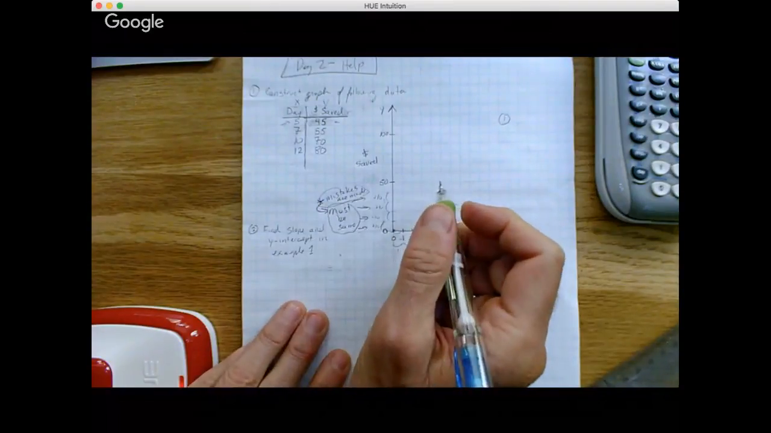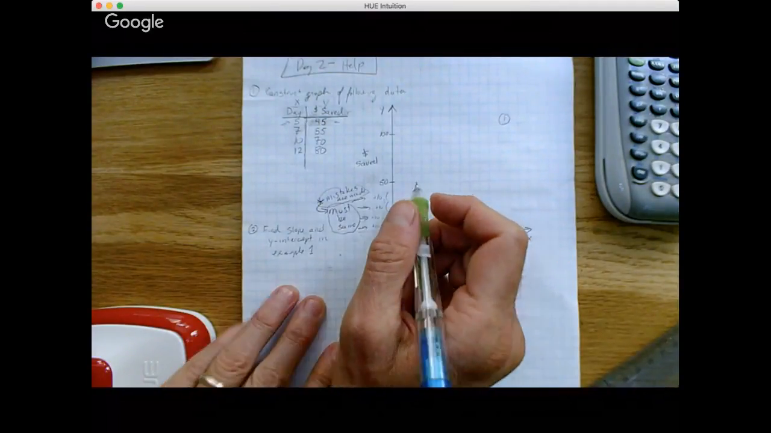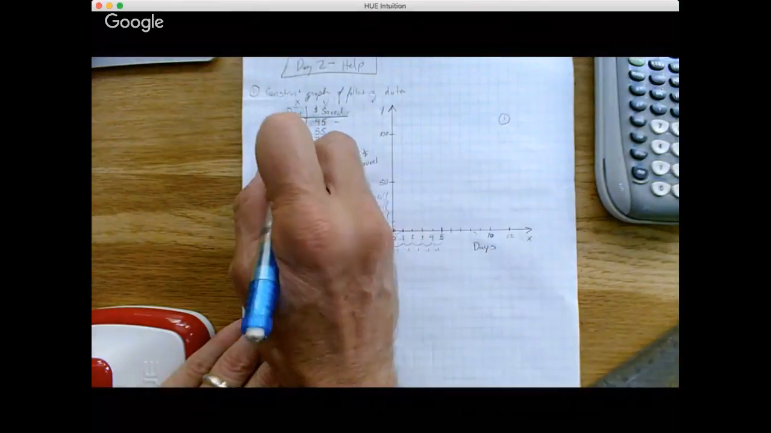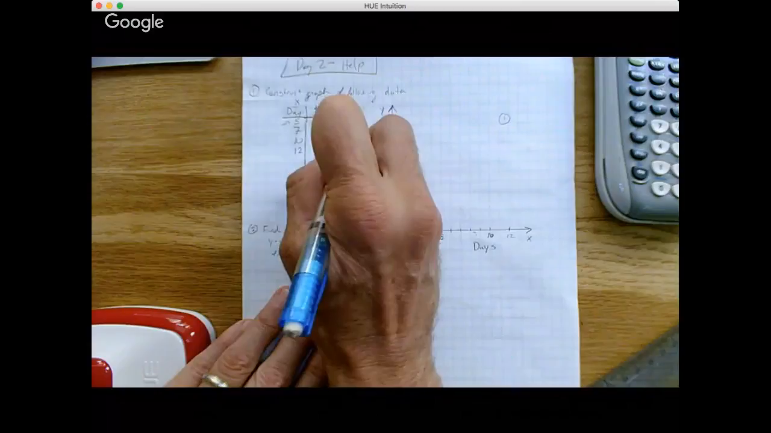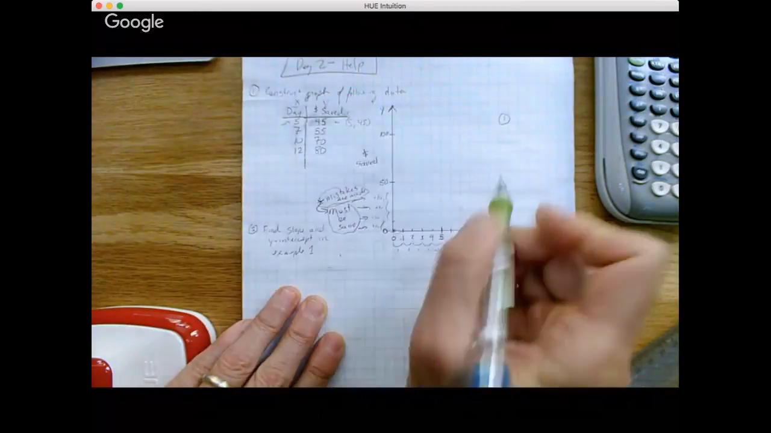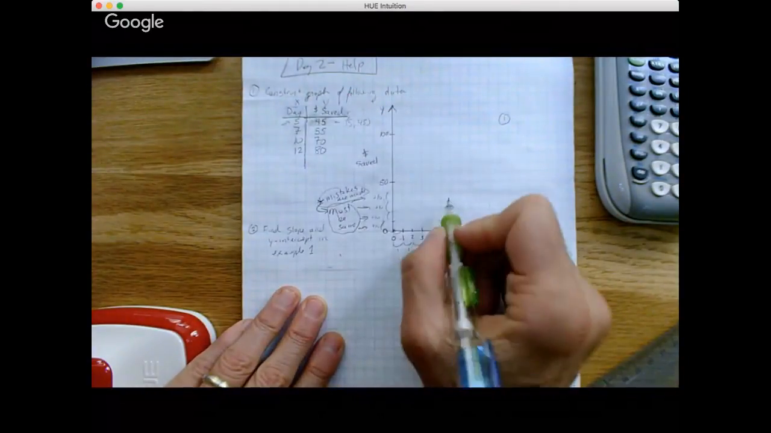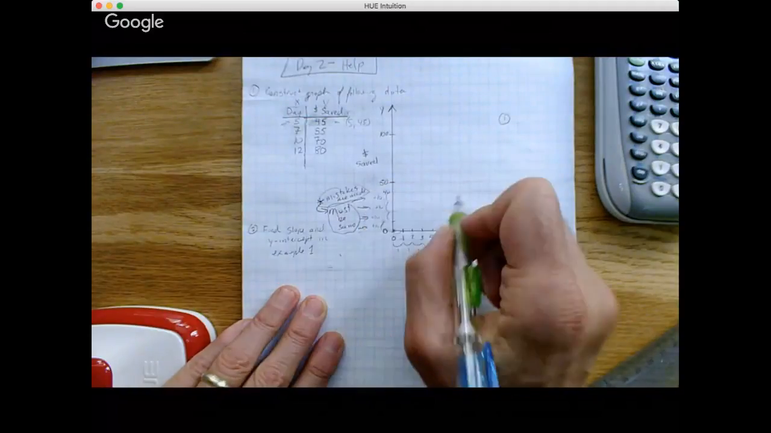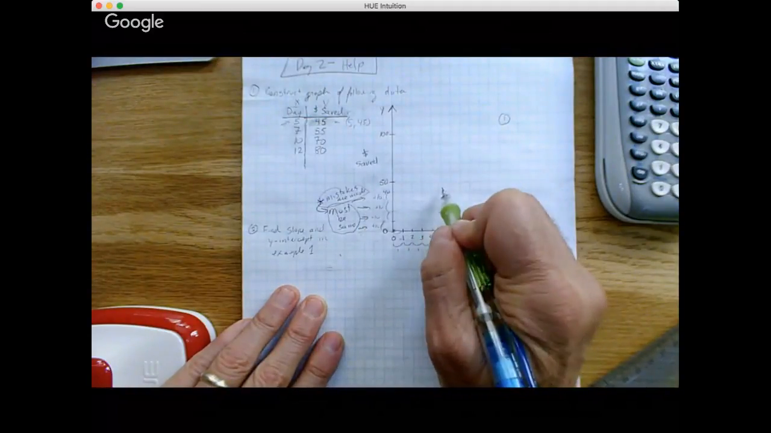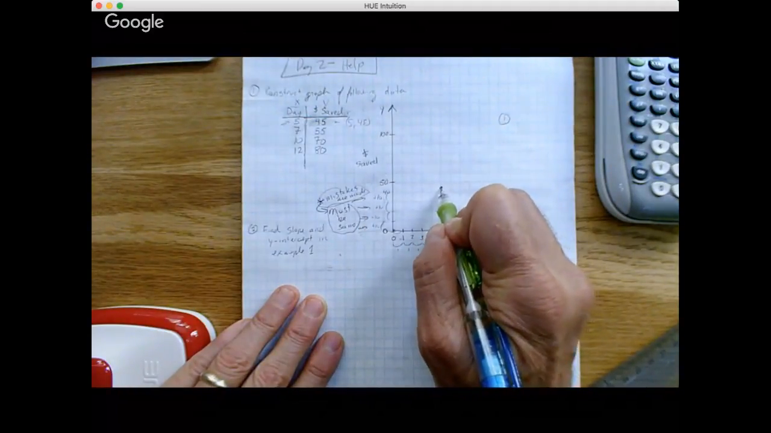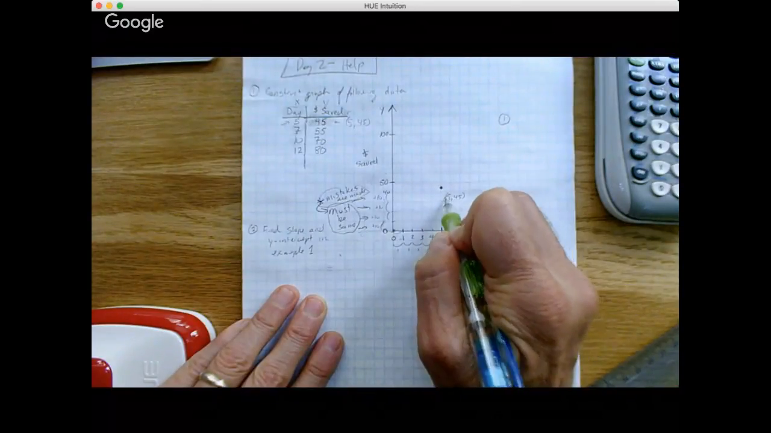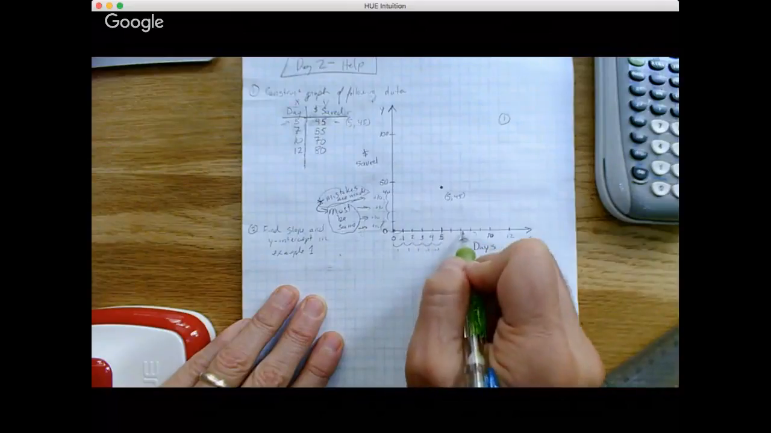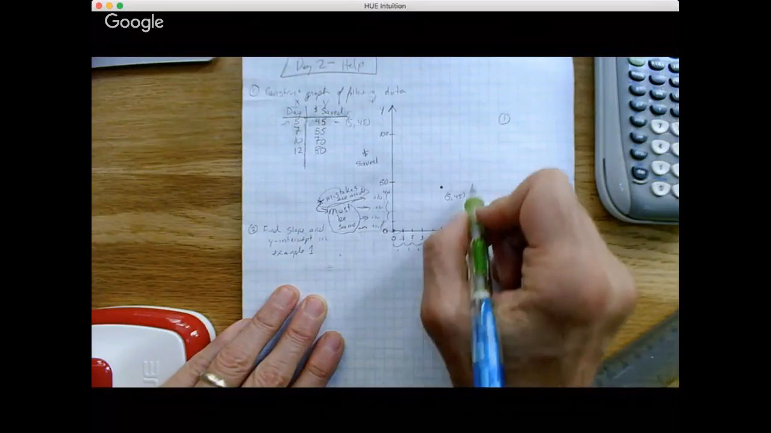All right, next, we're going to plot each point. Each point is marked by the x and the y coordinates. So this is 5, 45. So we go over 5 and up 45. Now notice this is 40, so 45 is right here in the middle. We'll label our point 5, 45. Then we have 7, 55.